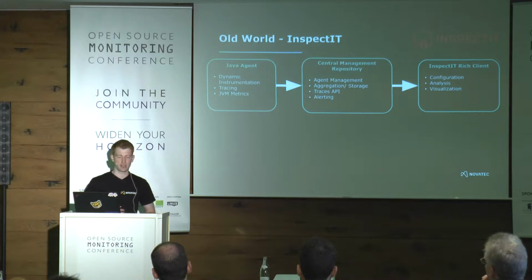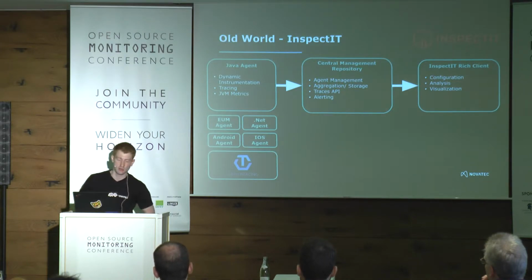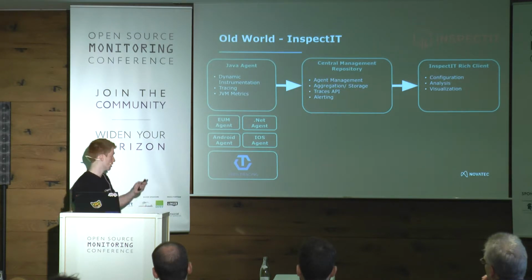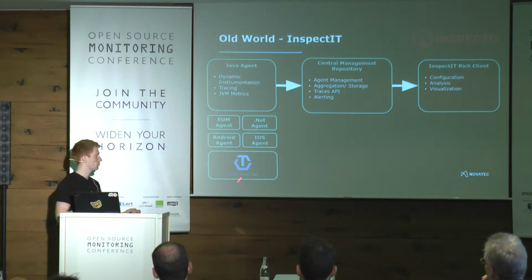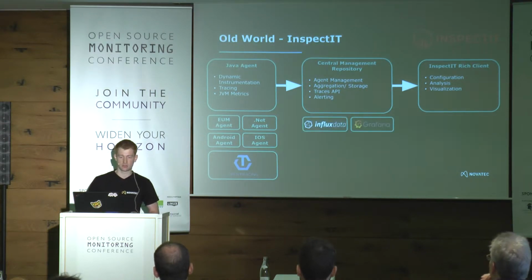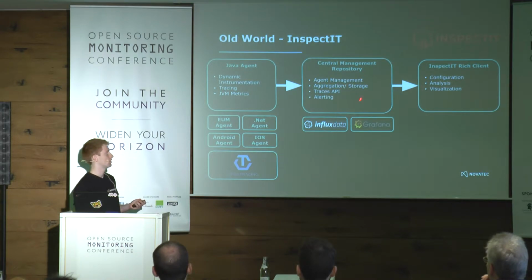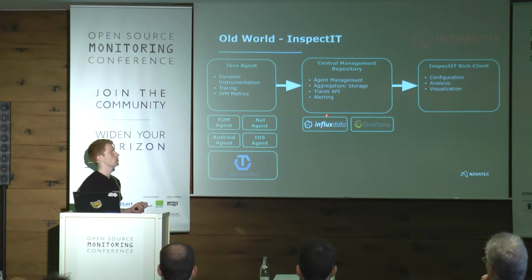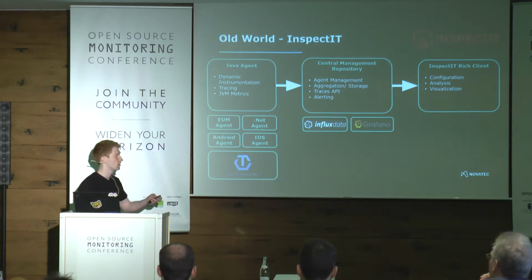And then we realized, okay, there are some core features missing compared to other open source tools. So we added additional ones. We added an EUM agent, a .NET agent, an Android agent, an iOS agent, and for sure we also supported OpenTracing. So I hope that the people back in the room can also see this. In addition to that, we also collected data in the InfluxDB in order to support the visualization in Grafana, because the Grafana visualization is much prettier, much more dynamic than in this old Inspected rich client.